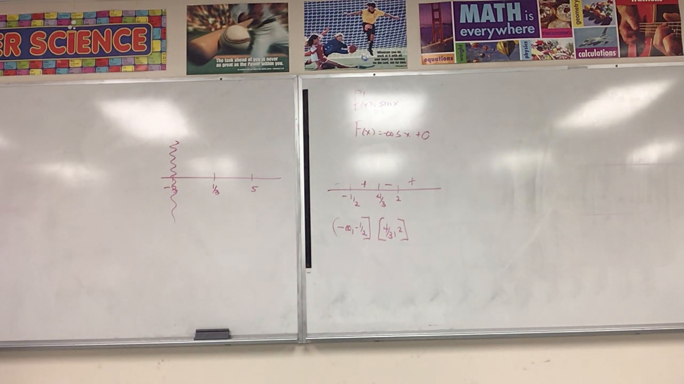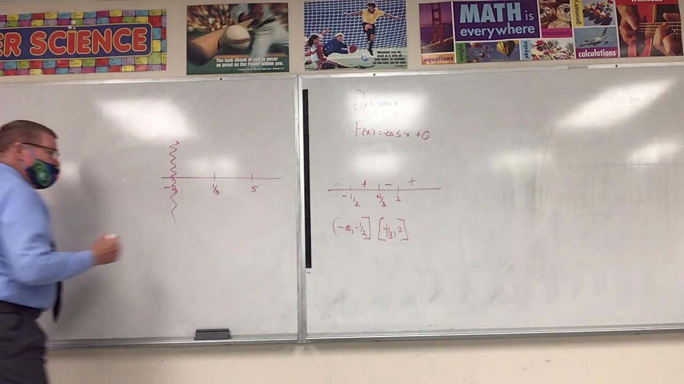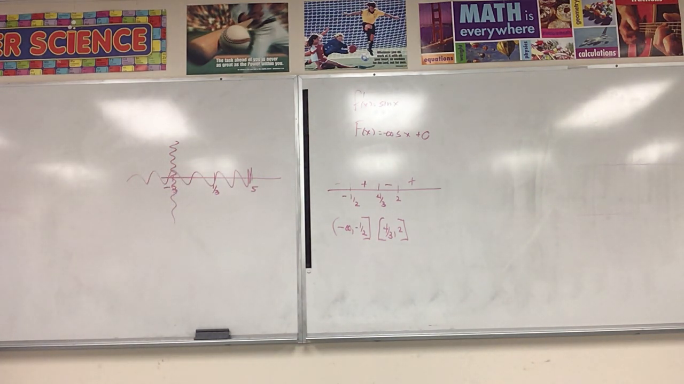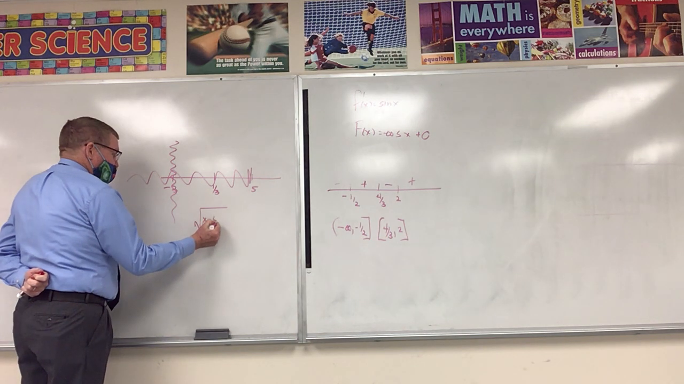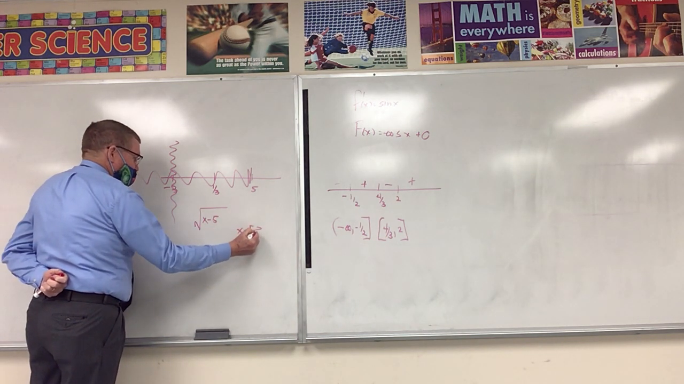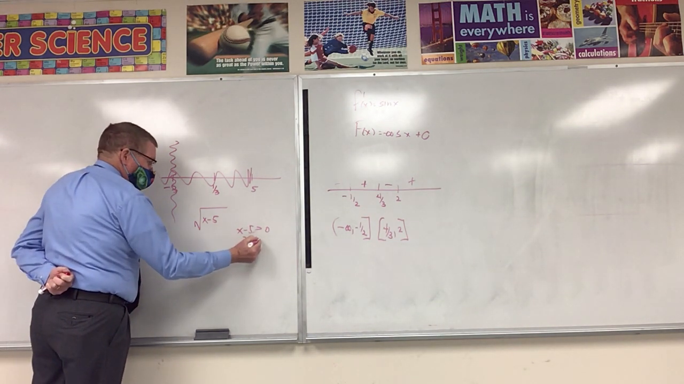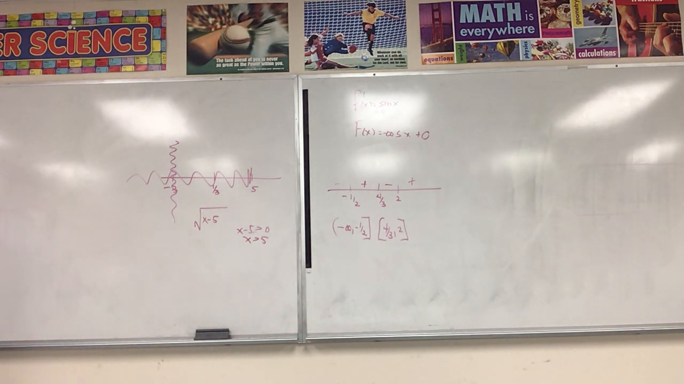And then the square root of 5. That means greater than 5. All right, I can only use numbers that are greater than 5, so I can't use any of these. Because with the square root of x minus 5, x minus 5 must be greater than or equal to 0, because the denominator can only be greater than. So x must be greater than 5, so I can't use anything less than 5.